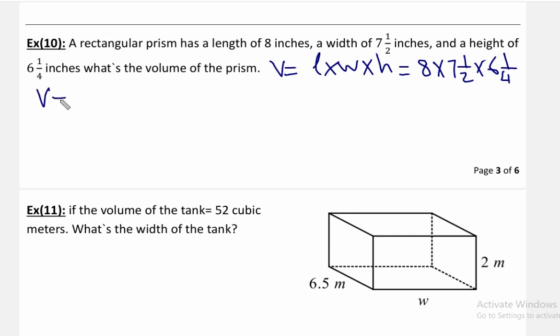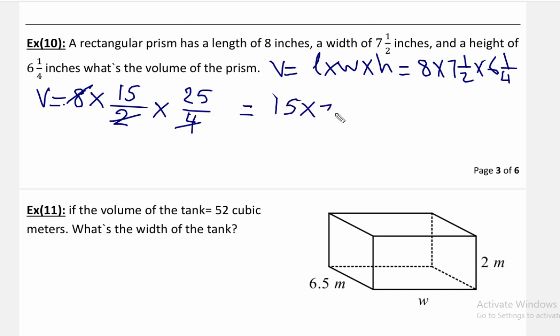So the volume equals... let's convert these mixed numbers into ordinary fractions. We have 8 times... how many halves in 7.5? It's 15 halves, times 6.25, which is 25 quarters. Again, the surprise is 2 times 4 is 8 below, and we have 8 above, then they cancel each other. Then we have volume equal to 15 times 25.